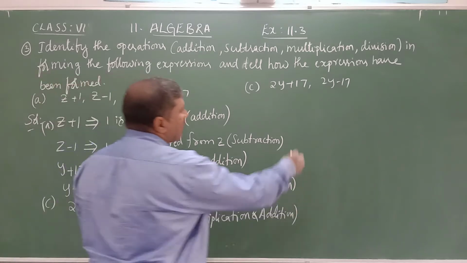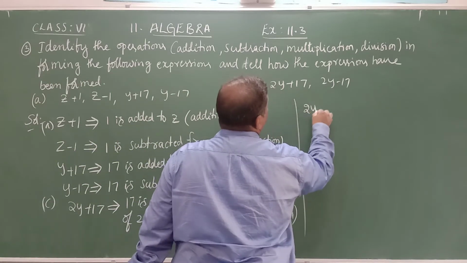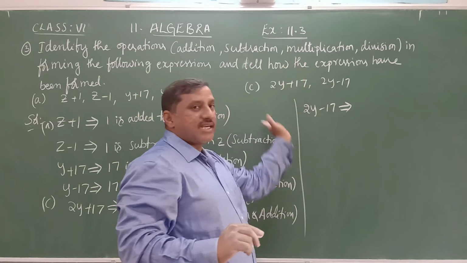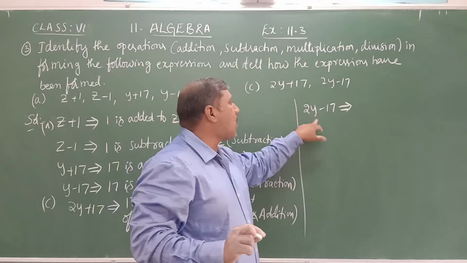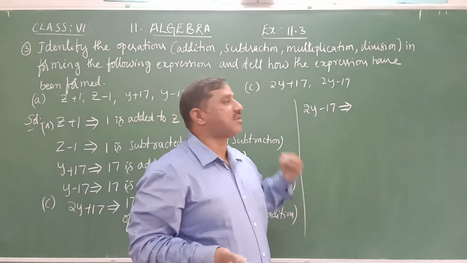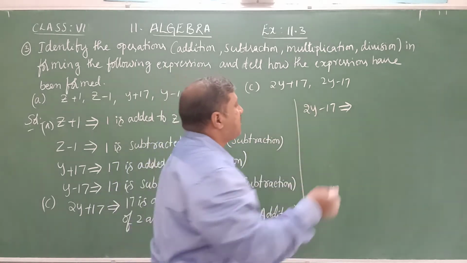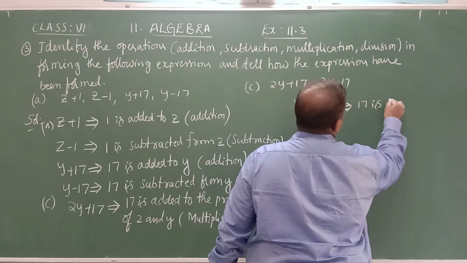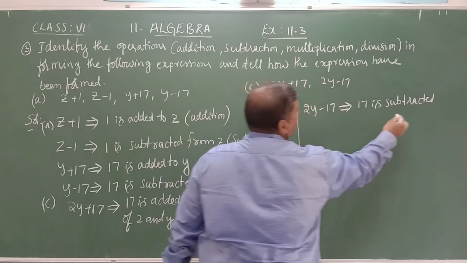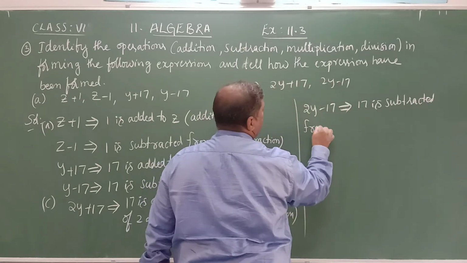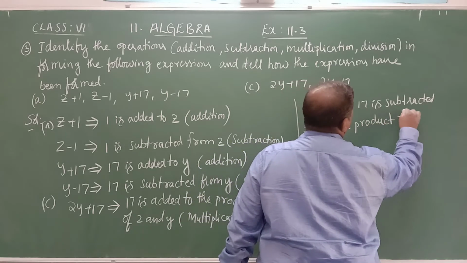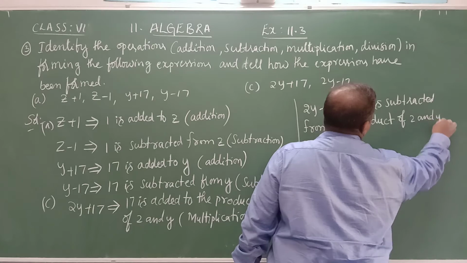Next we have the second one, that is 2y minus 17. So how do we read? 17 is subtracted from the product of 2 and y. 17 is subtracted from the result. What do we call the result? Product of 2 and y.